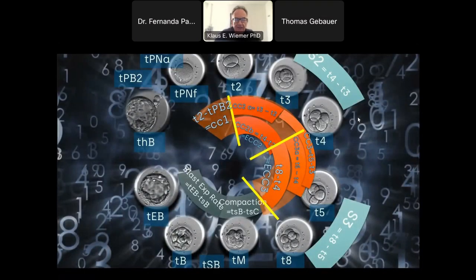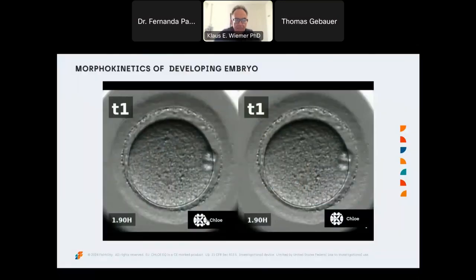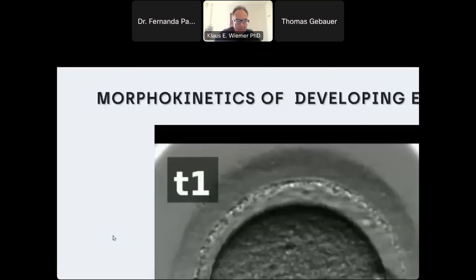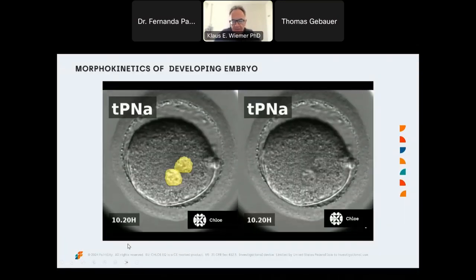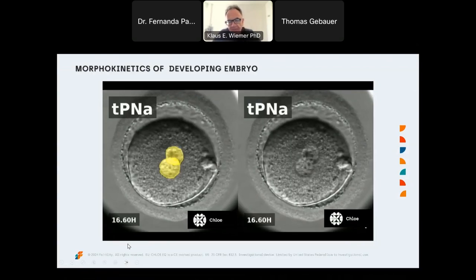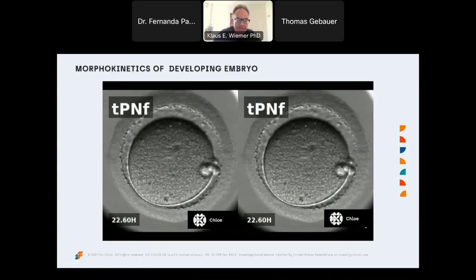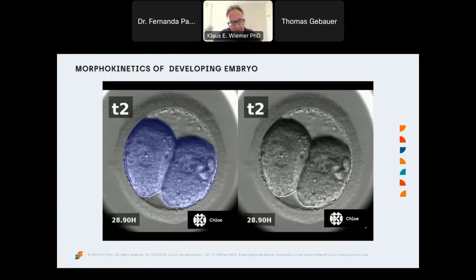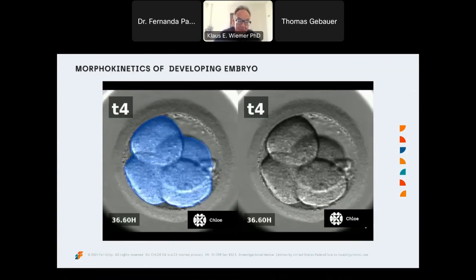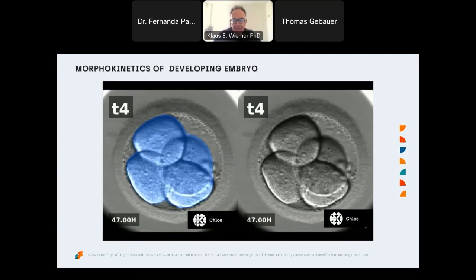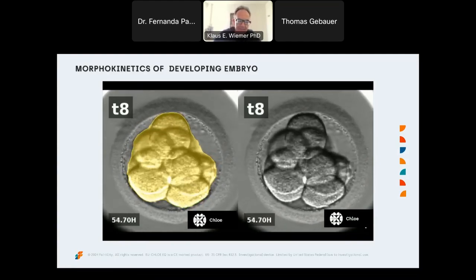And so now with time-lapse, we're really in this neat position to be able to see, for example, when there's time to PN appearance, when the embryo cleaves to the 2-cell stage, and so on all the way around. And so then if you combine AI along with time-lapse and morphokinetics, you can really see here that we're collecting a lot of data from these embryos.